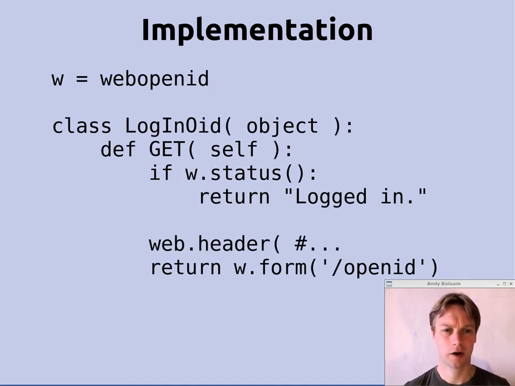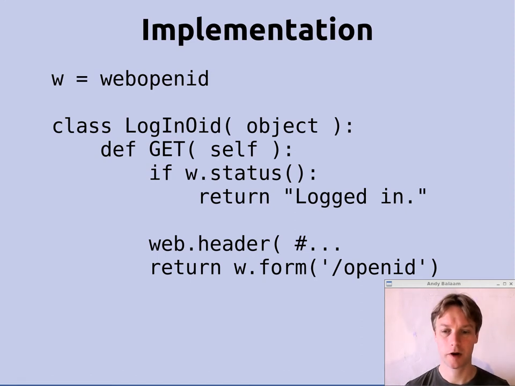So let's have a look at the login OID page. So this is the code that provides that. It only does a GET, and all it does is check status. It's the status on this web OpenID object, which is part of the web.py code. And if the status comes back as true, then we're logged in. And you remember that once we logged into our OpenID provider and we went to this login OID page, it just said logged in. So that's why, if your status is coming back true, you're logged in. Otherwise, you're not logged in yet. So what we have to do is web.header with just some usual stuff of this is a HTML page. And then we use WebOpenID's form method to create a form asking for our OpenID.